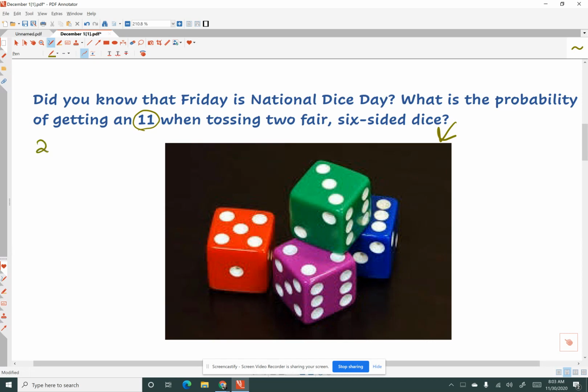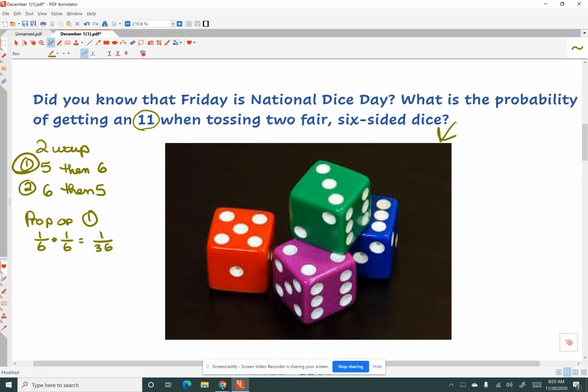Well, there's 2 ways to get an 11. You can get a 5 and then a 6. That's the first way. Or the second way, you can get a 6 and then toss a 5. Well, the probability of this first one, well, the probability of the 5 is 1 out of 6. The probability of the 6 is 1 out of 6. And we multiply those together, which gives us 1 out of 36.